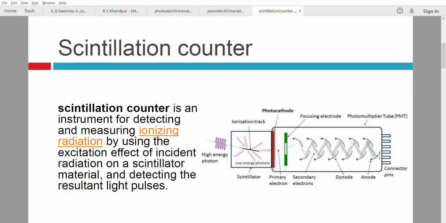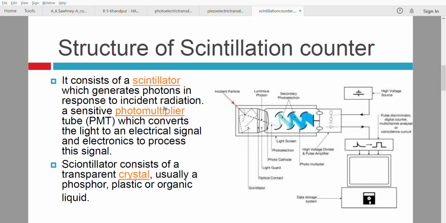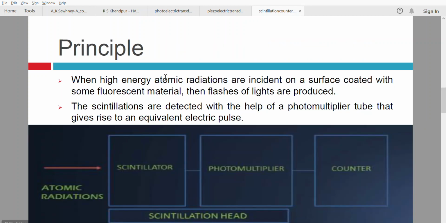once they fall on the anode, current is produced. It consists of a scintillator, which generates photons in response to incident radiation, a sensitive photomultiplier tube which converts the light to an electrical signal, and electronics to process the electrical signal. The scintillator consists of a transparent crystal, usually a phosphor, plastic, or organic liquid. When high energy atomic radiations are incident on a surface coated with some fluorescent material, flashes of light are produced. These scintillations are detected with the help of a photomultiplier tube that gives rise to an equivalent electric pulse.